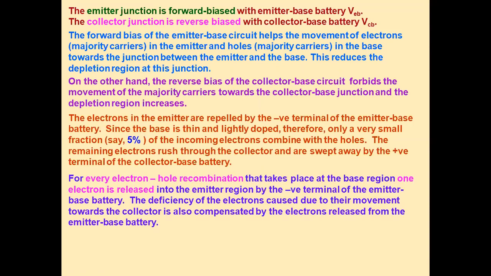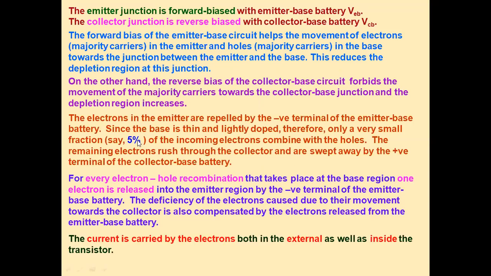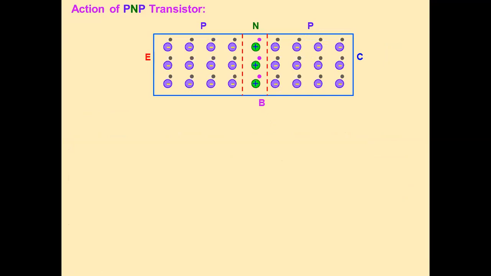Be careful, only a small amount of electrons recombine in the base region, that is the 5%. So current through the base terminal is very small, and current through the collector terminal is maximum, and the total current through the transistor is emitter current IE is equal to IB plus IC, means current through the emitter terminal is equal to the algebraic sum of current through the base terminal and the collector terminal. So this is the action of NPN transistor.